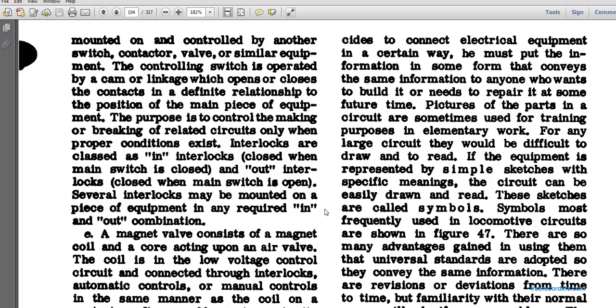The purpose is to control the making and breaking of the related circuits only when the proper condition exists. The interlocks are closed when the main switch is closed. The other interlocks are closed when the main switch is open. Several interlocks are mounted on the piece of equipment and are required in the in and out combination.